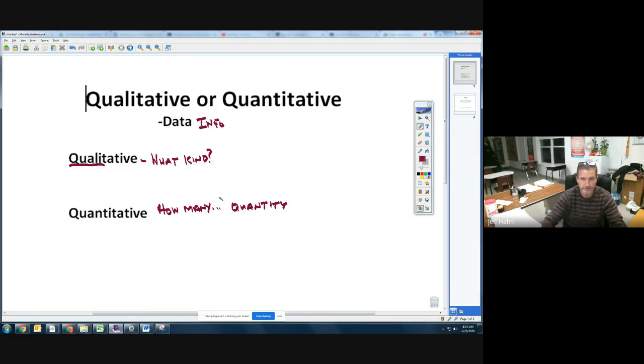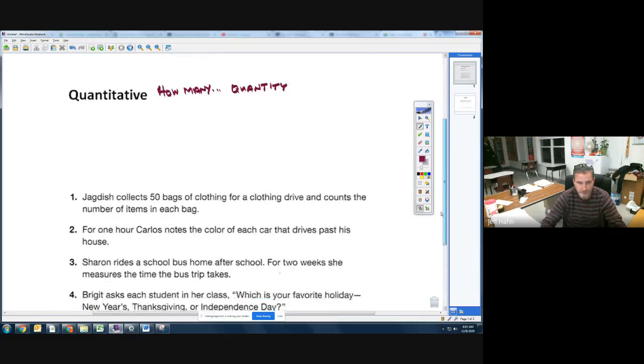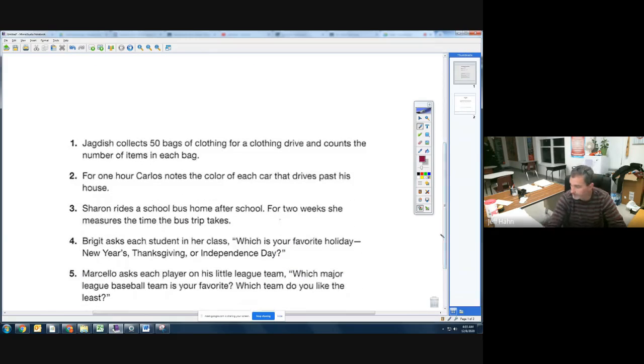And just to give you a little taste of what that is, if you go down to the bottom of your sheet, the question is, are these things qualitative or quantitative? Are they asking you what kind, or are they asking you how many? So Mr. Jagdish, how'd you like to have that name, collects 50 bags of clothing for a clothing drive and counts the number in each bag. Okay, if you are counting, you are asking how many, and that would be quantitative.